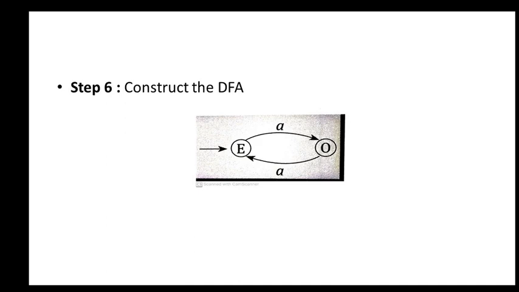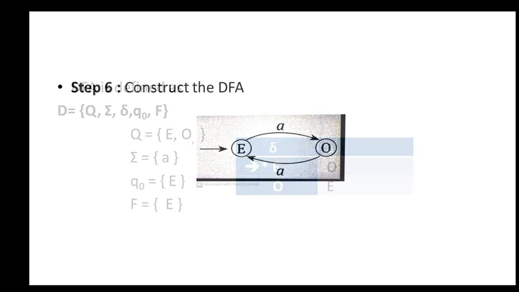In this DFA, the start state is E and the final state is also E. Why? Because a single A is an odd number, so it is not accepted by this final state, but 4 A's is accepted. That is why this is the final state. This is how we construct a DFA.